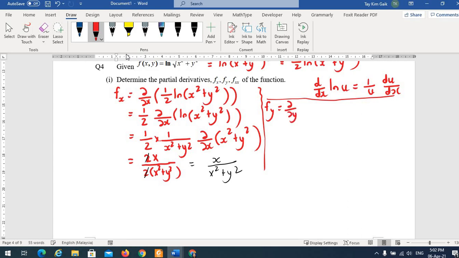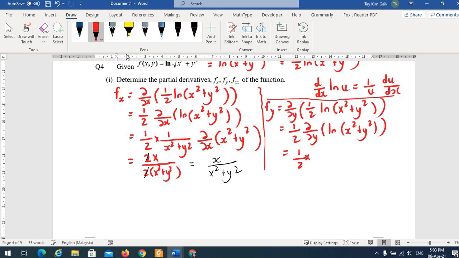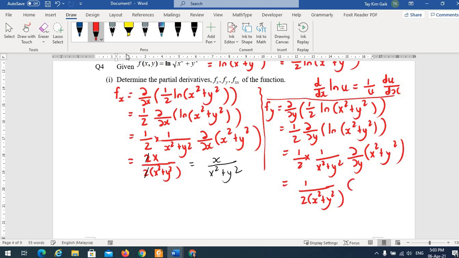This is del y of half ln of x squared plus y squared. So it's half del y of ln of x squared plus y squared. So it will be half multiplied by 1 over u, where u is x squared plus y squared, and then del y of x squared plus y squared. So you get half, okay, del y of x squared is 0. Del y of y squared, the answer is 2y. So simplify, the answer is y over x squared plus y squared. So this is fx, this is fy. Now fxx.